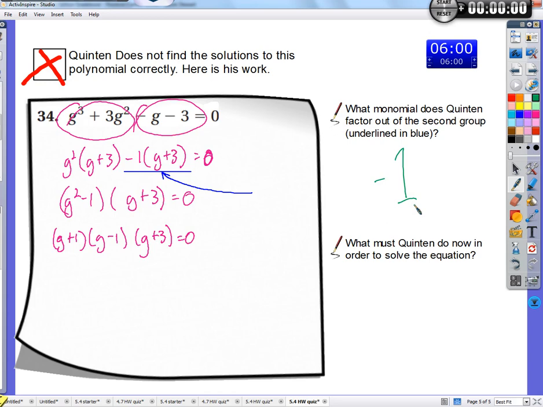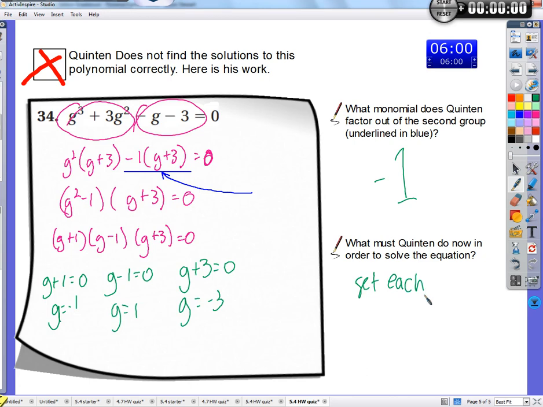If you did all this factoring correctly, you even got the difference of squares. G squared minus 1 is the difference of squares, g plus 1 times g minus 1. What's he still got to do if he wants to find solutions? Set each factor equal to 0. G plus 1 equals 0. G minus 1 equals 0. G plus 3 equals 0. If we solve each one of those, g equals -1, g equals 1, g equals -3. What are each of these things called? This and this and this.